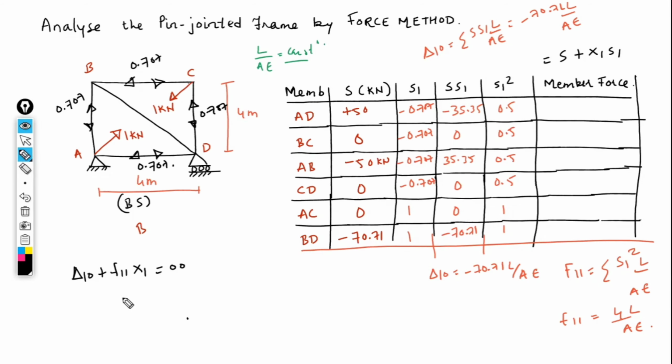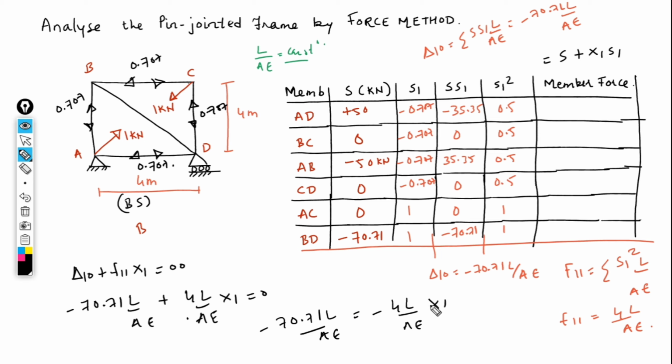Now you can find the value of x1. Once you get the values of delta 10 and f11, just substitute them. Delta 10 is minus 70.71 L by AE plus f11, which is 4 L by AE, times x1, equal to 0. You can take this term to the right hand side: minus 70.71 L by AE equal to minus 4 L by AE x1. L by AE gets cancelled. X1 is equal to 17.67 kilonewton.